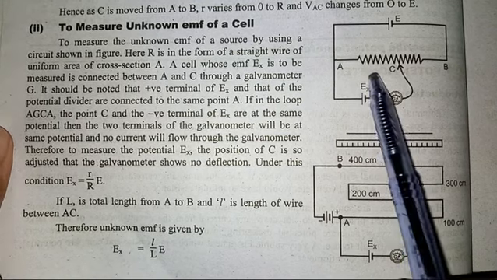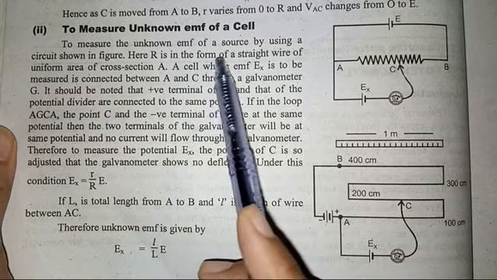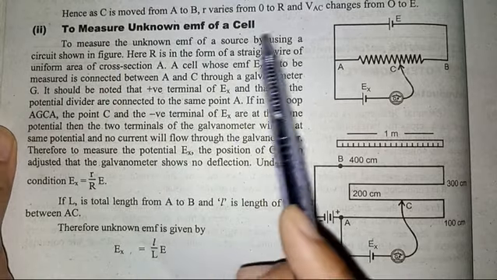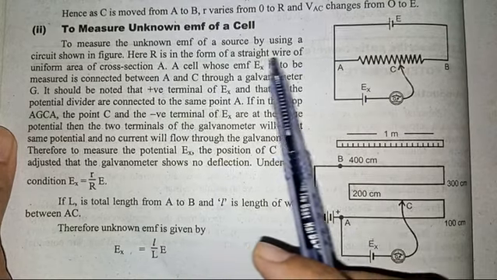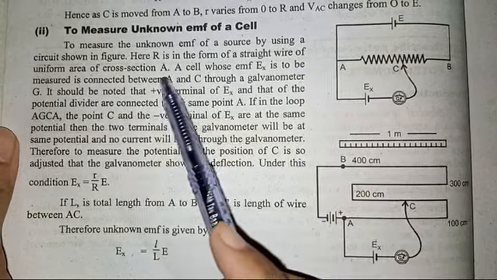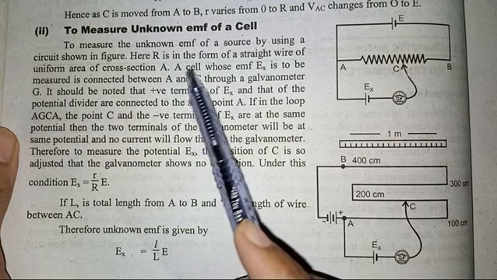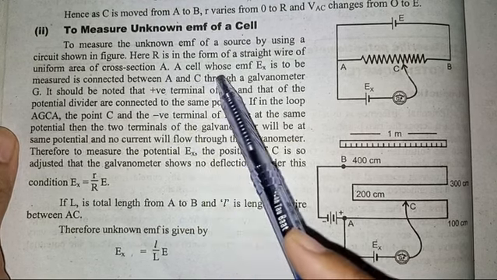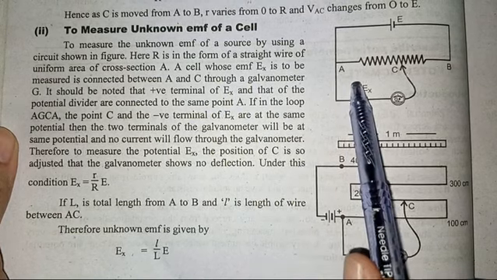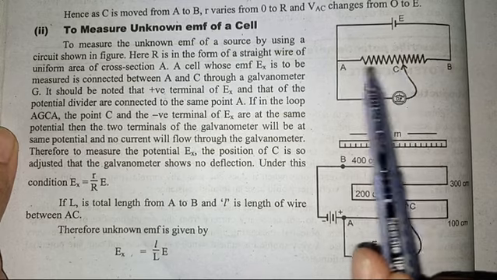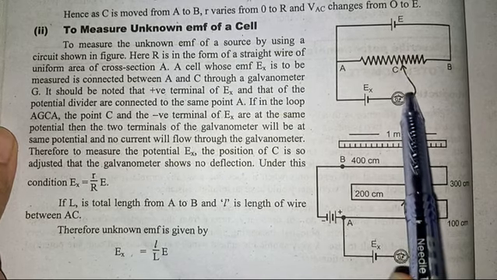I am repeating again, listen to me attentively, it is very important. To measure the unknown EMF of a source, we use a circuit as shown in the figure. Here R is in the form of a straight wire of uniform area of cross section A. Resistance is in the form of a straight wire. A cell whose EMF EX is to be measured, this one, is connected between A and C through a galvanometer. There is a galvanometer, as I have told you, as we have discussed.